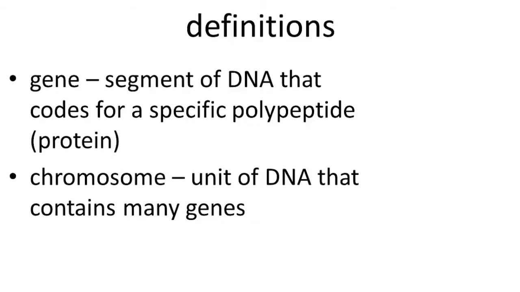It says we have a chromosome. A chromosome is a unit of DNA that contains many genes. The exact number of genes really depends on what sort of organism you're looking at. Some of these things have lots of genes. Some of them may have a few. If you're looking at a bacterium, a bacterial chromosome is going to be much less complex than something you would find, let's say, in a human.